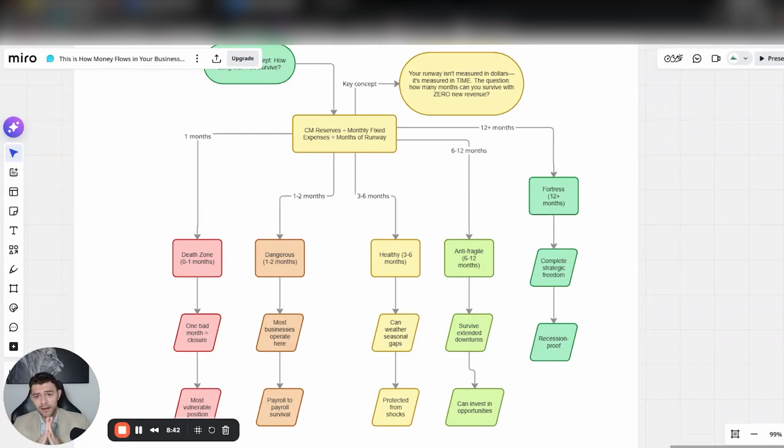And when we look at our runway, what I like to do is I like to say, okay, well, what are our contribution margin reserves divided by our fixed costs, right? So if we know we have a certain amount of reserves in our treasury and we know what the total amount is of our direct COGS and our direct labor costs, that kind of looks like runway to me. How do we figure out what the ratio is? Well, here we go. If you have only 1 month, you're in the death zone. One bad month of no new sales, you're in a really vulnerable position and it's not going to be good for you.